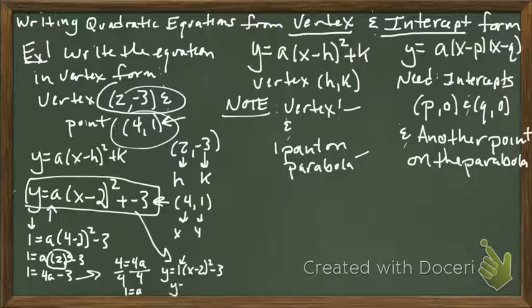So the best way of writing this would just be y equals (x minus 2) squared minus 3. You'll notice it does have the vertex of positive 2, negative 3, which is what was given. And if we substitute in a 4, subtracted 2, we get 2 squared, which would be 4, and 4 minus 3 is 1, which matches that other given point. So we have the right solution.